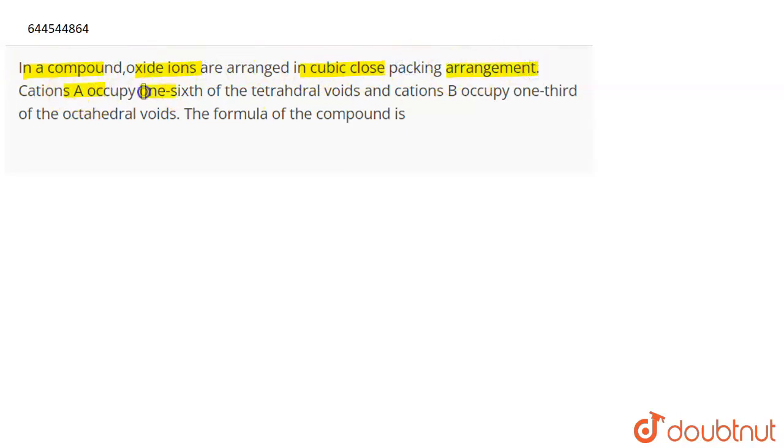The question is, in a compound, oxide ions are arranged in a cubic close packing arrangement. Cations A occupy 1/6 of the tetrahedral voids and cation B occupy 1/3 of the octahedral voids. The formula of the compound is, okay, so we have a CCP arrangement of oxide ions.